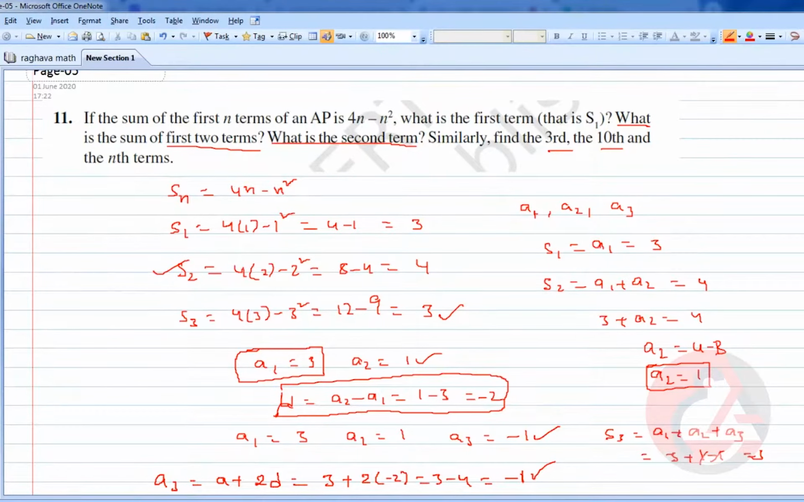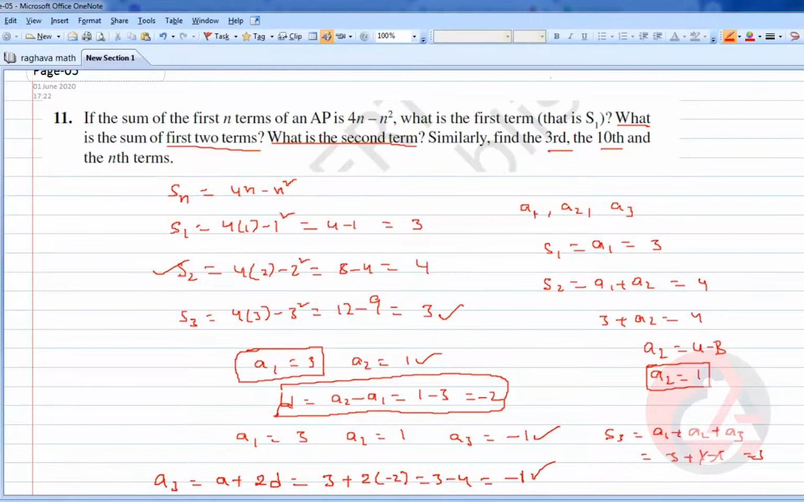Then you can frame equations. S1 always represents A1, S2 represents A1 plus A2. From that, you can find out the A2 value. Once you get the A1 and A2 values, the common difference is A2 minus A1. If you want to verify whether our procedure is correct or not, find out S3, and try to find out the A3 value, sum separately and compare with your S3 value.